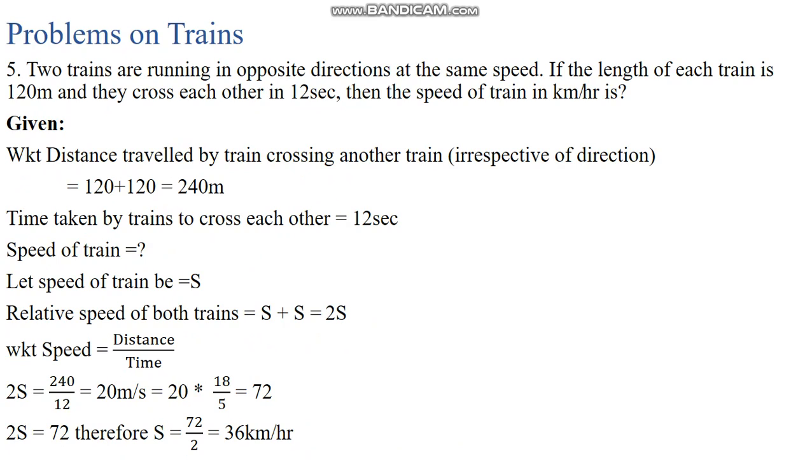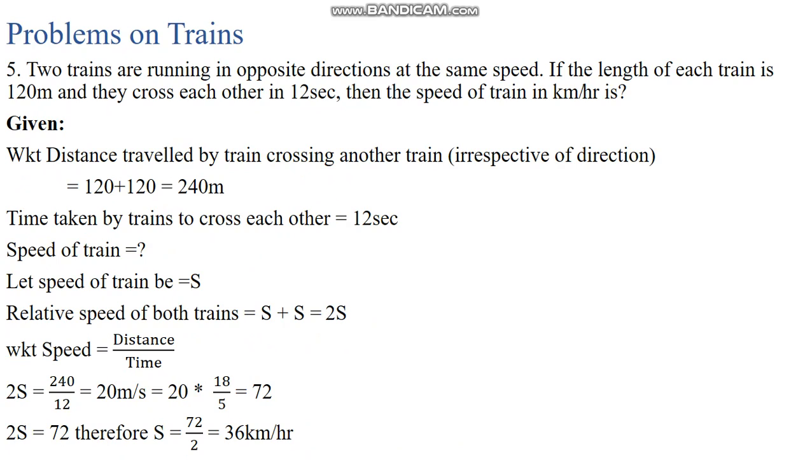Let us name the speed of each train S, and the speeds of both the trains are the same. Therefore their relative speed, which is the relative speed of trains traveling in the opposite direction, is given by S plus S, that is equal to 2S. We know the general expression for speed is equal to distance by time. Let us substitute 2S for the speed, that is equal to distance, which is the length of both the trains, 240 meters, divided by the time taken to cross each other, 12 seconds. Therefore 2S is equal to 240 by 12, we will get around 20 meters per second.